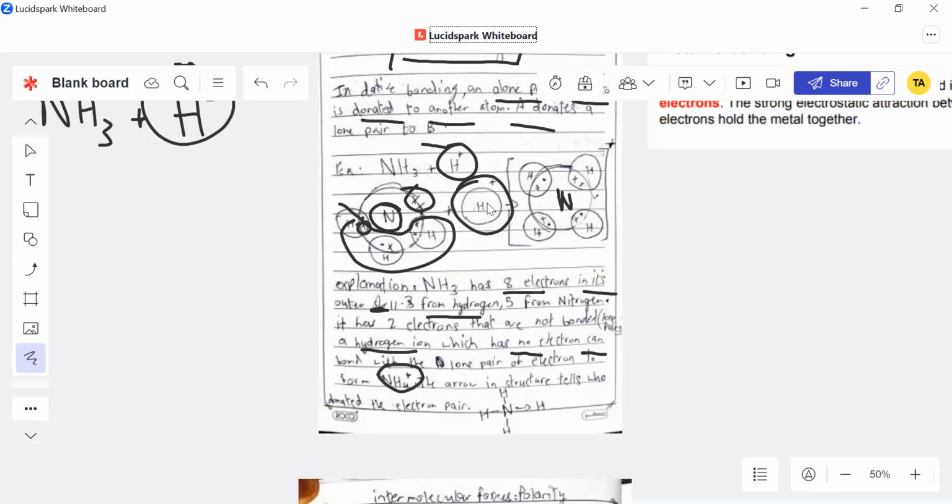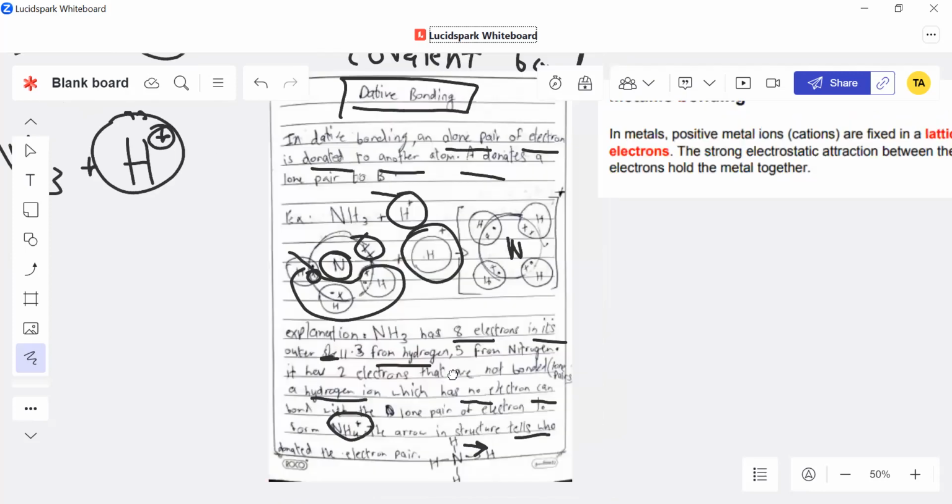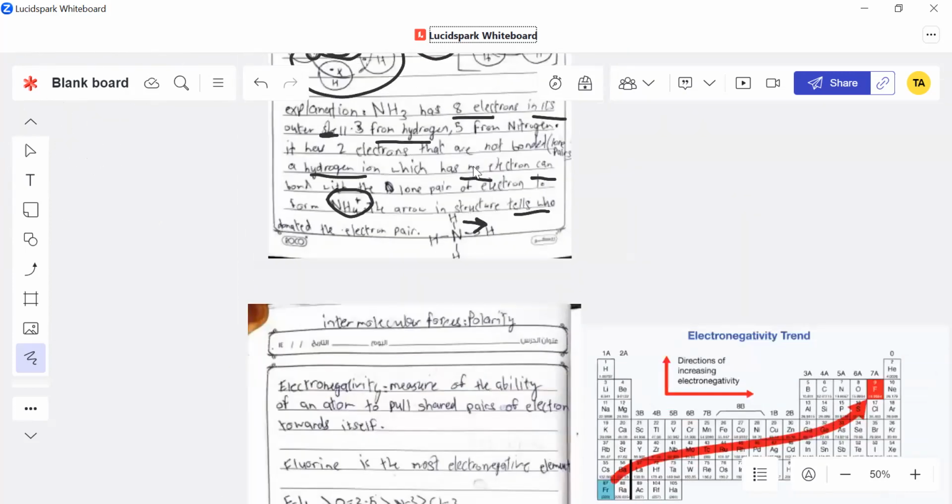The arrow in the structure will tell you who donated the electron pair. So in the exam, when you see this arrow, that basically means it's a dative bond. And the arrow points to the atom that the lone pair was given to. So in this case, nitrogen gave a lone pair to hydrogen. So the arrow would look something like this. This is dative bonding. There's not a lot you need to know about dative bonding.